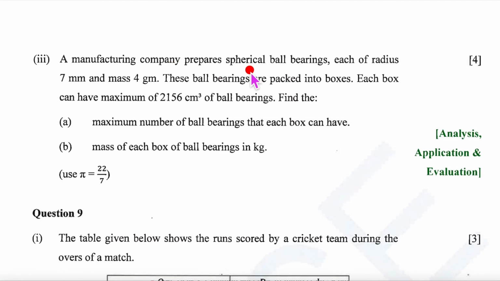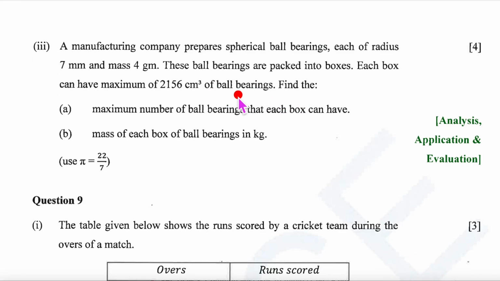A manufacturing company prepares spherical ball bearings. Radius of each is this and mass is this. These ball bearings are packed into boxes. Each box can have this of ball bearings. So the volume available in each box is given. So you can have N into volume of each ball bearing will be equal to the maximum volume of the box. And that will give us the number of box.